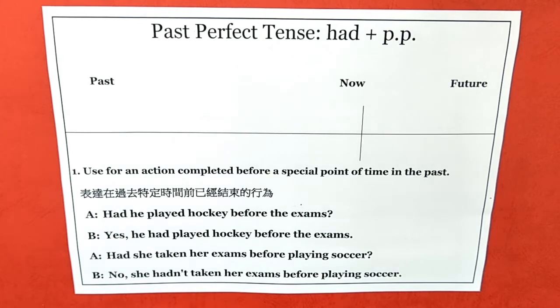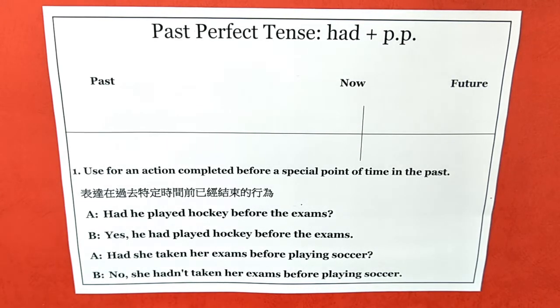Okay, the past perfect tense is very useful when we're talking about things that happened in the past. It kind of puts things in order. What happened first? All right, let's read the example here of how to use the past perfect tense. Number 1, use for an action completed before a special point of time in the past. All right, let's read the example and then I will draw the sentence for you.